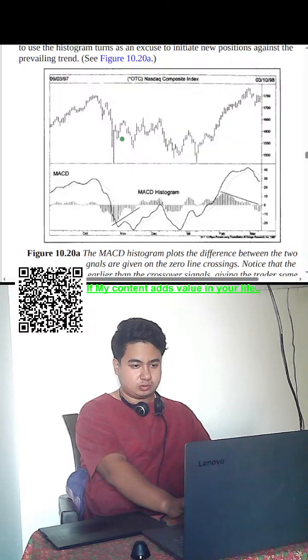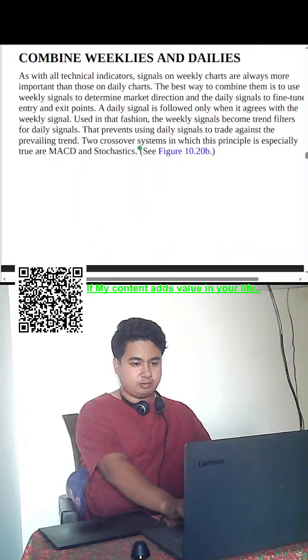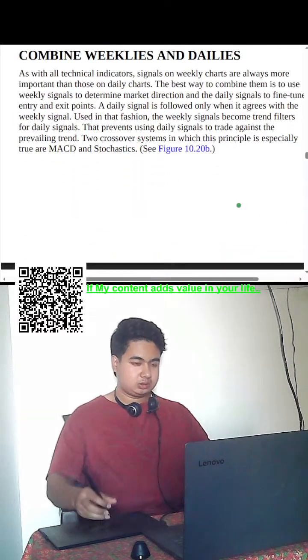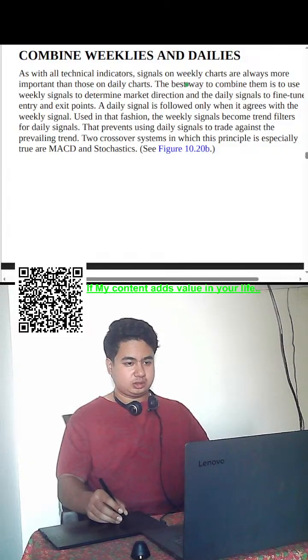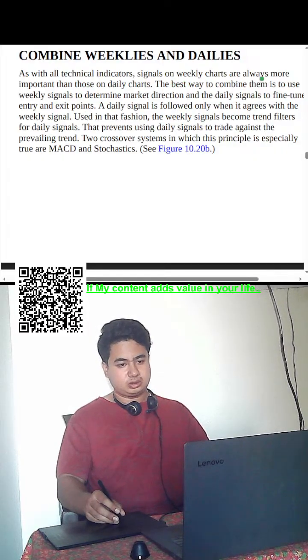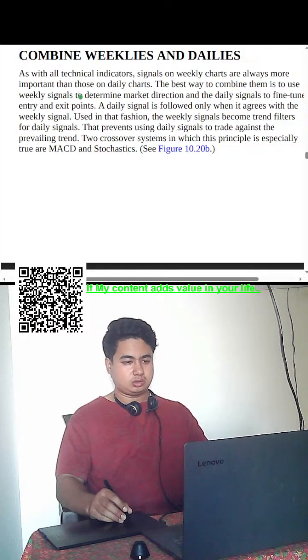There's this price fall, then the market went up, and after the crossover the market went up again. Combine weeklies and dailies. As with all technical indicators, signals on weekly charts are always more important than those on daily charts.